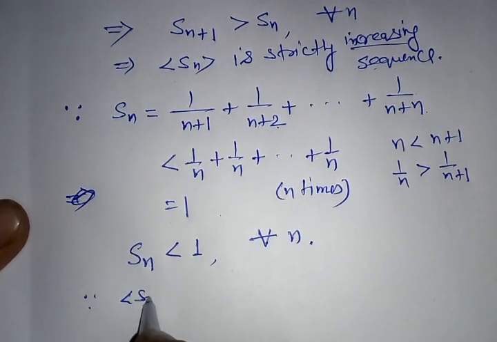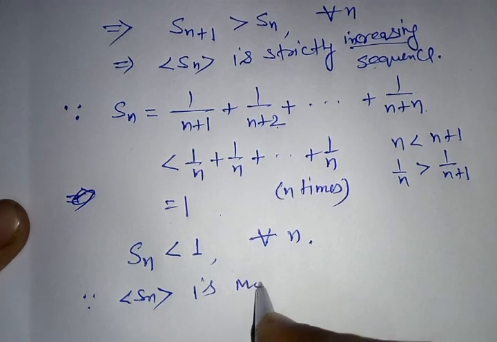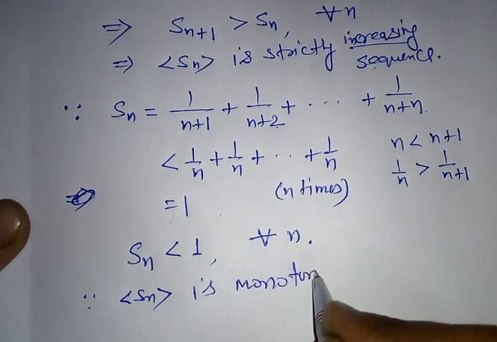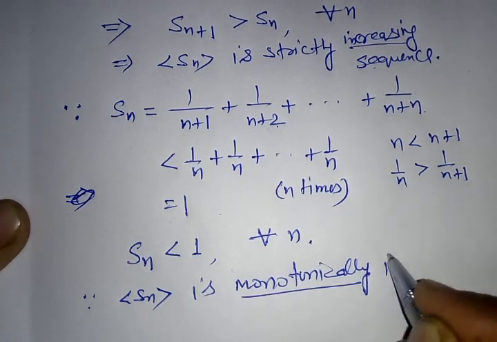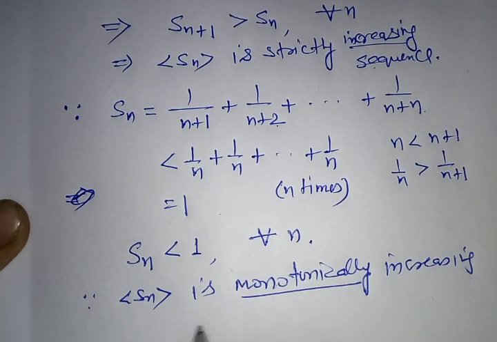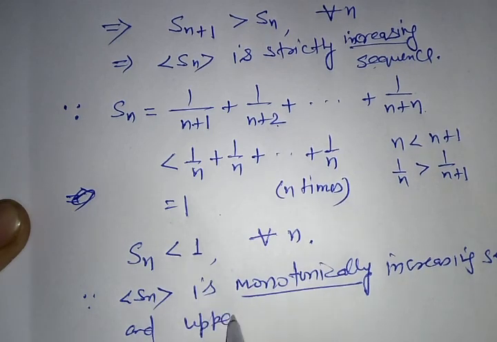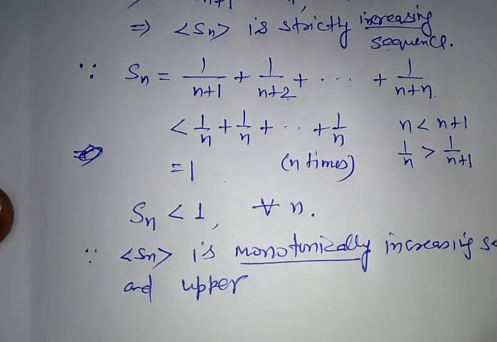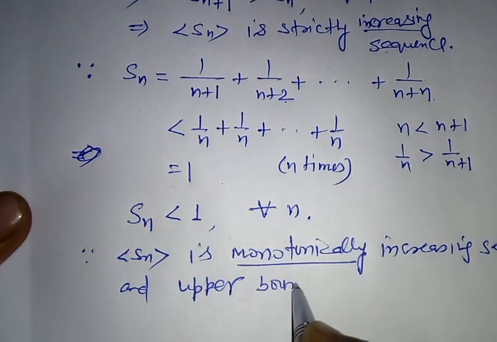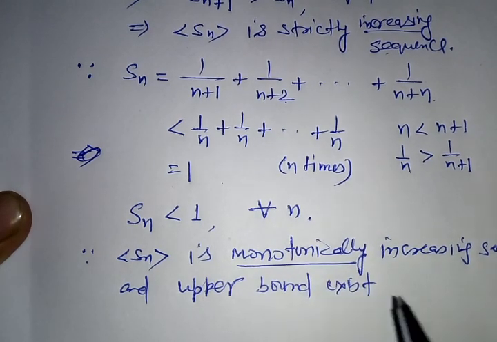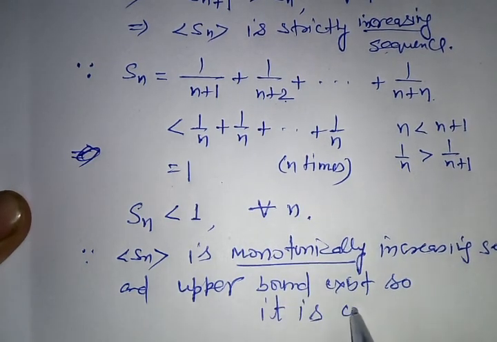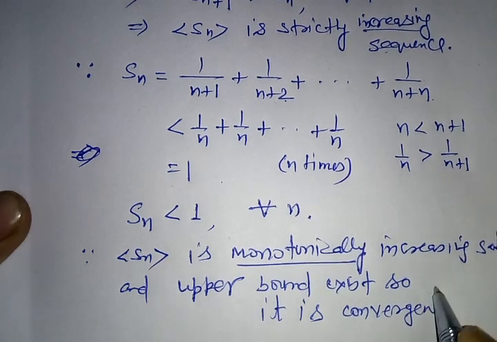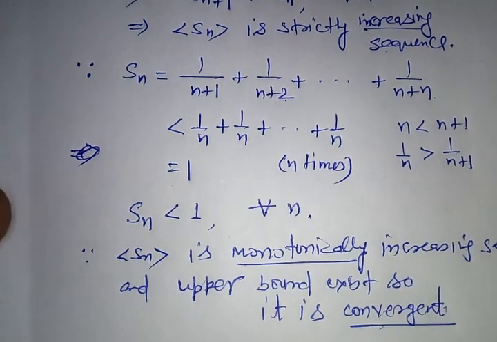So we can write, since Sn is a monotonically increasing sequence and the upper bound exists, so it is convergent. Hence it is convergent.